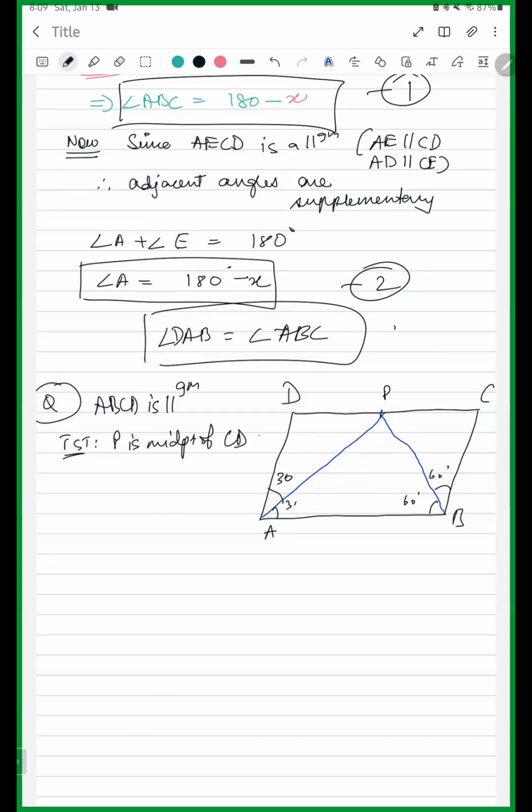Anyway, let's move on from here. We have to prove that P is the midpoint of CD.